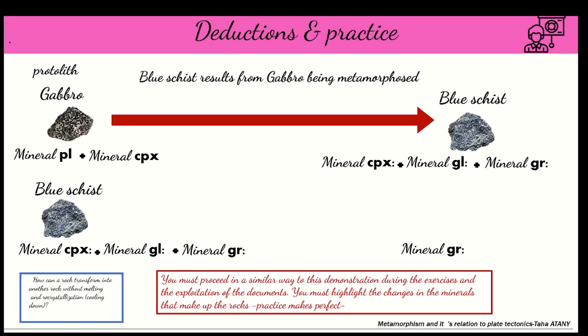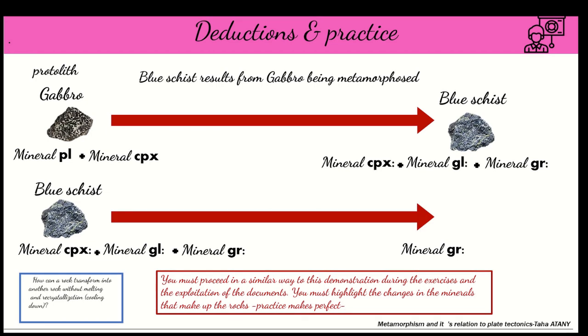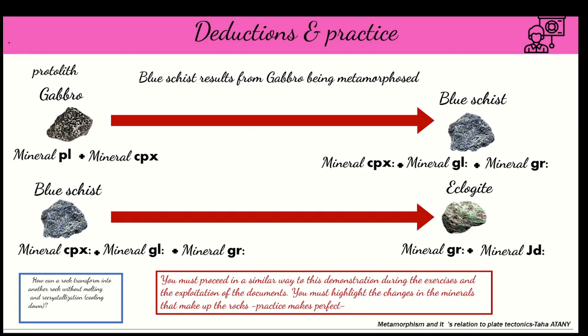On the other side, we have blue schist that has some minerals being exposed to increasing pressure, temperature, or both at the same time. We don't have proof. A new mineral forms, which is jadeite. As a consequence, blue schist will turn into eclogite. So eclogite results from blue schist being metamorphosed.